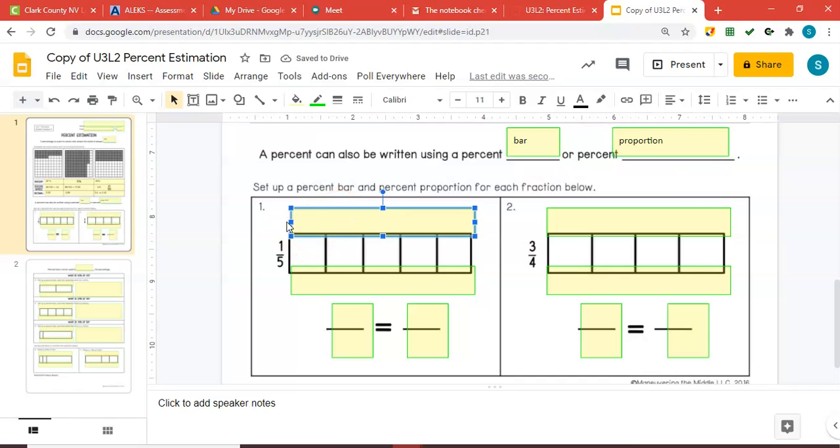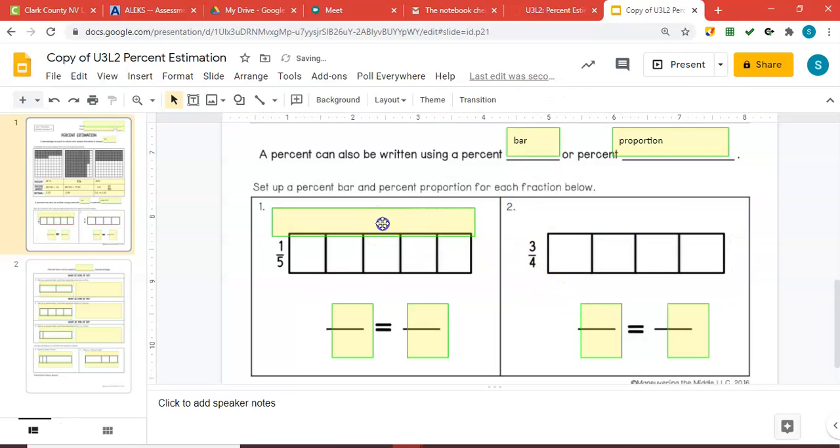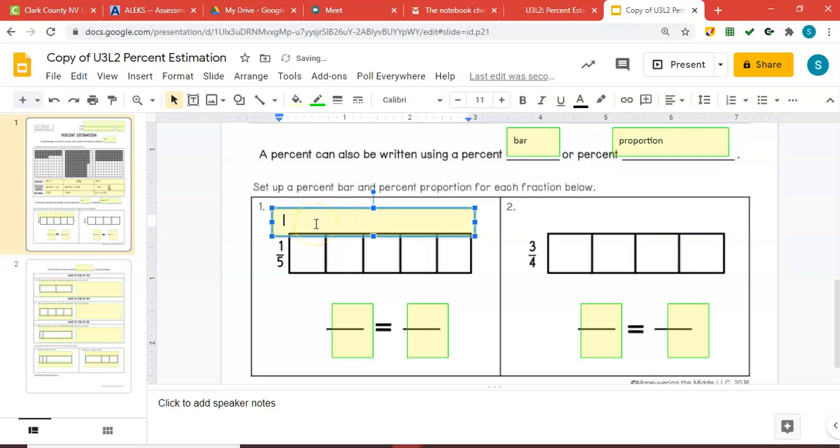Alright, now, I am not happy with how I set these up, so I am going to change these. So let me go ahead and delete these. And let's just talk about this first one. So we took this whole and we broke it up into fifths. So this is 0. This is 1/5. 2/5, 3/5, 4/5, and 5/5, which is 1 whole, right?